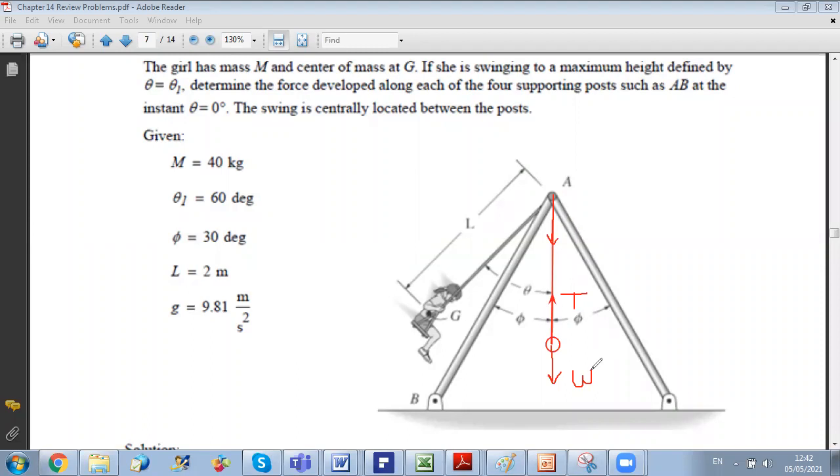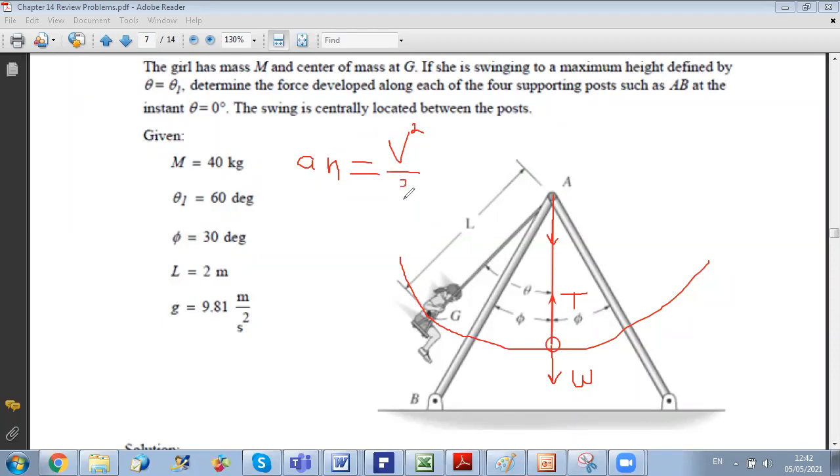If we use rectangular coordinates x and y... No, we use normal and tangential. Very good. Normal tangential, because as I told you, whenever you have circular motion, use normal tangential coordinates. Why? Because you will take advantage that you know an. In normal tangential coordinates, the expression of an is given by v squared over the radius of curvature.